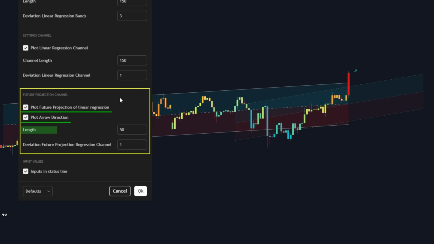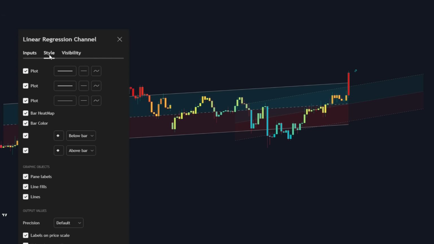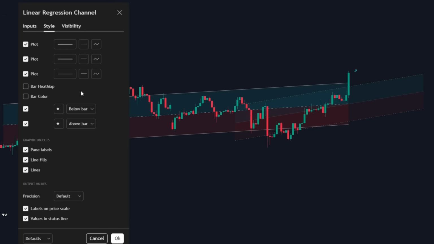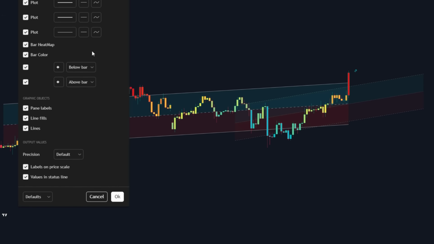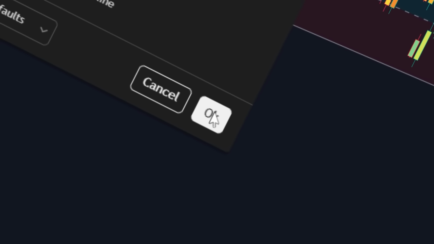Activate these to reveal the forecast line and directional arrows on your chart. Each comes with dedicated length and deviation controls for fine-tuning the projection calculations. At the bottom, the Inputs and Status Line checkbox determines whether indicator values display on your chart status line. In the Style tab, multiple toggle options let you control visual elements. The bar heat map display, bar coloring, diamond markers, labels, fill patterns, and line visibility. Make your adjustments, then confirm with OK.